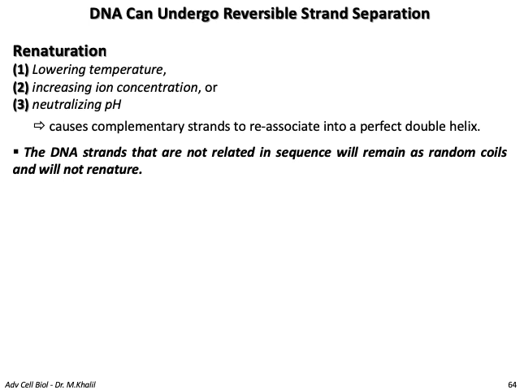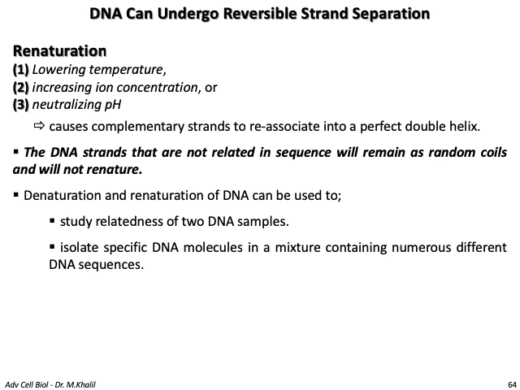As we said before, the DNA can undergo reversible strand separation. So the renaturation, actually you are reversing the factors used while you were melting the DNA: lowering temperature, increasing ion concentration, and neutralizing pH. This leads to reassociation of the double helix. And of course, DNA strands that are not complementary will remain as a random coil, as a single strand, and will not renature.